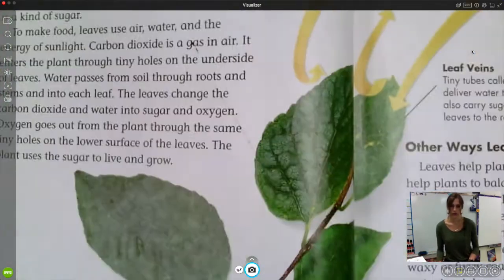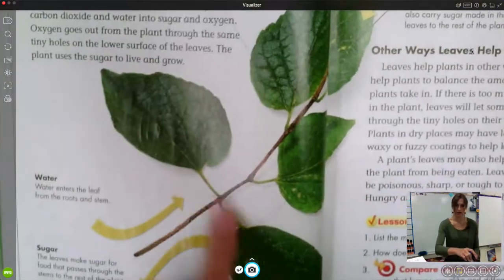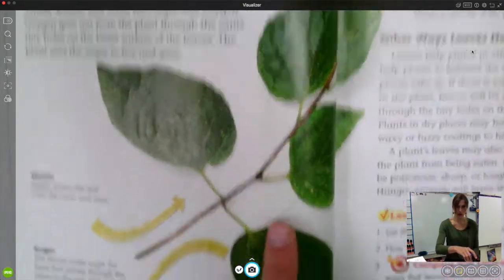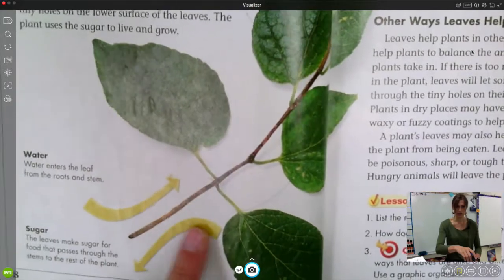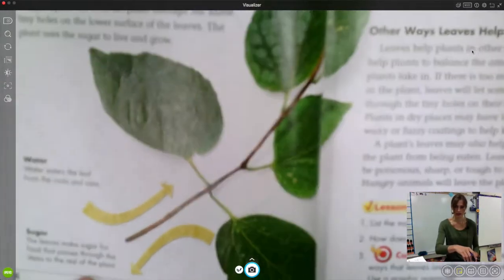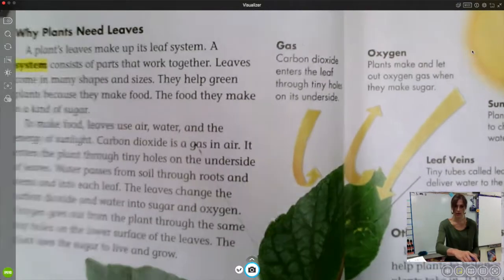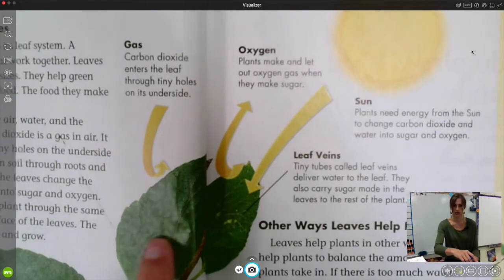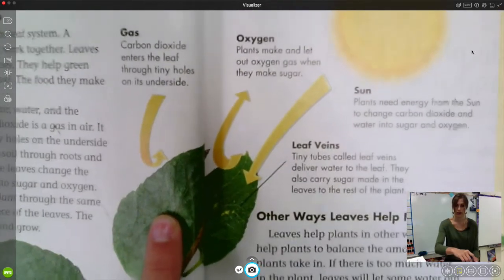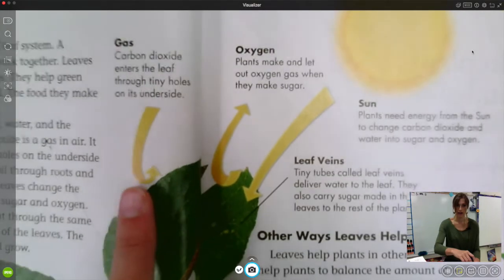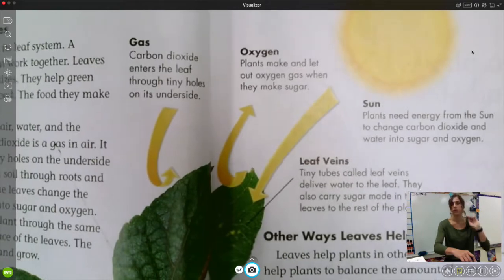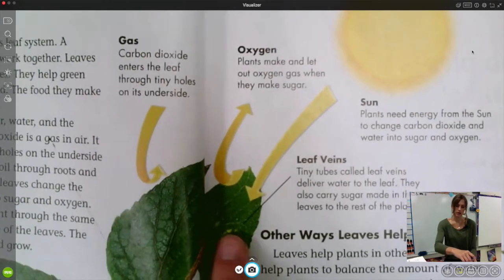All right, here you can see a picture of that diagram. So you've got your leaf here. Water is entering the leaf from the roots and the stem. And then when it makes the sugar in the leaves, the sugar gets sent out of the leaves to the rest of the plant. Up at the top, you can see that gas. Through those tiny little holes in the underside of the leaf, so small you can't even see them without a microscope, carbon dioxide is entering through the bottom, and oxygen is going to get released once it's done making the food.